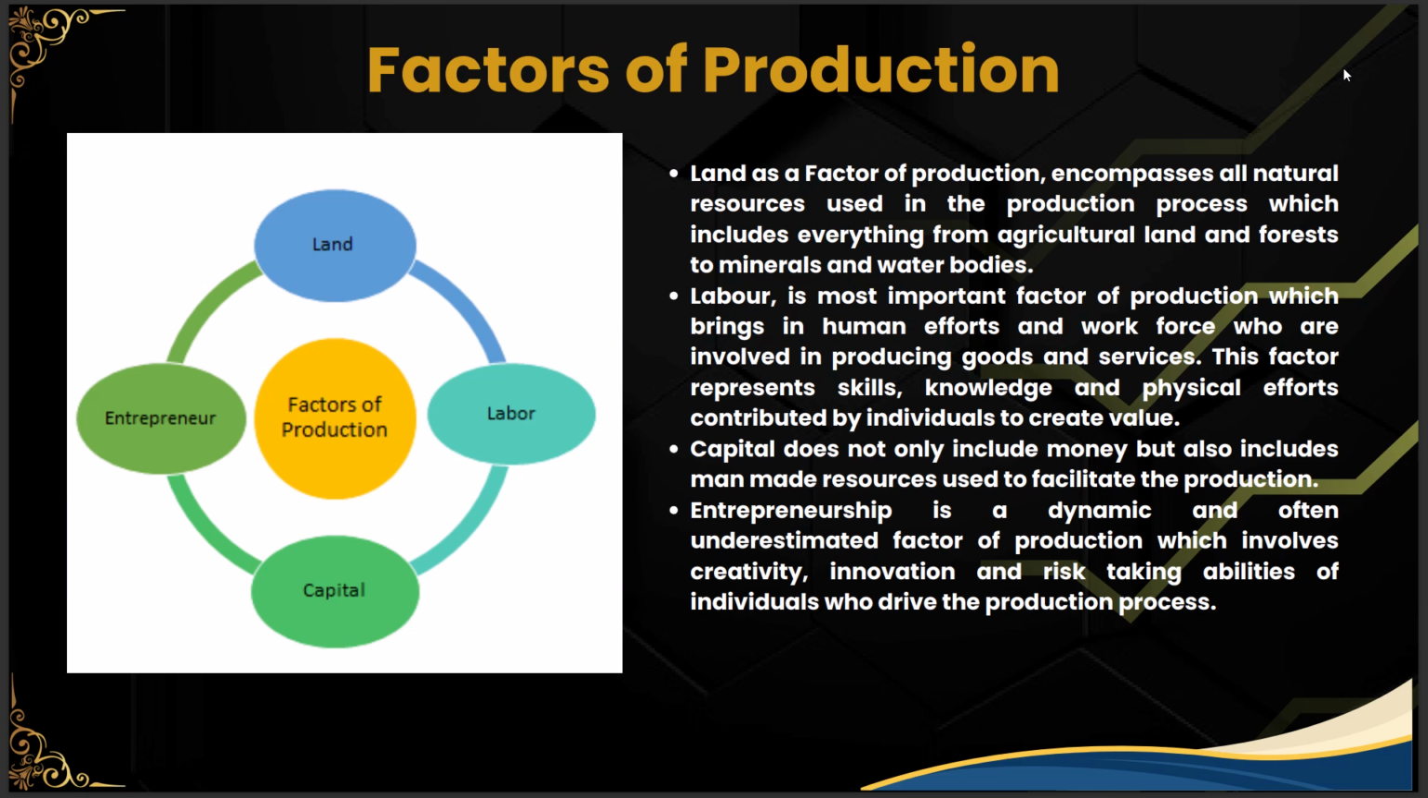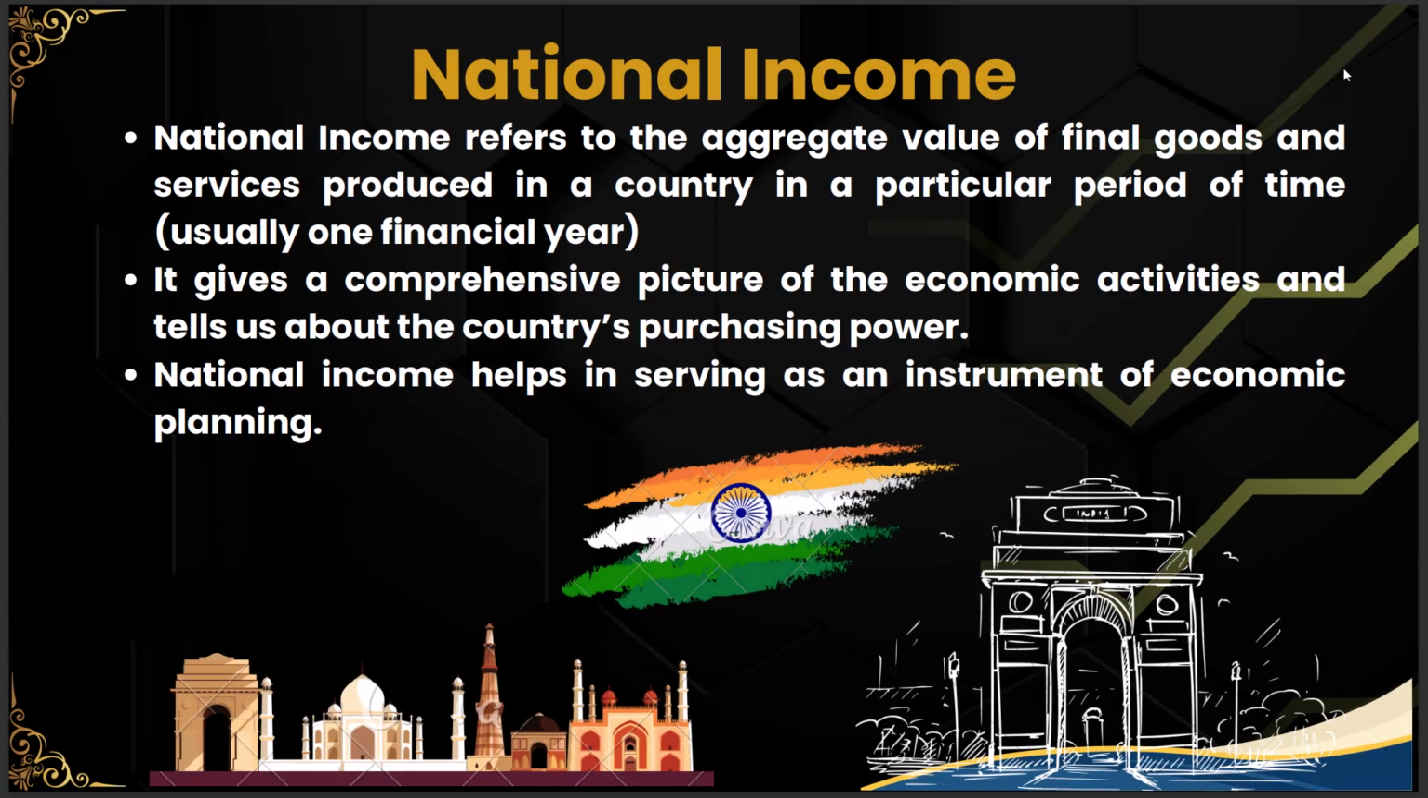There are four types of factor income coming from four different types of factors of production. Landowners get paid in rent, laborers get paid in salaries or wages, capital owners get paid in interest, and entrepreneurs get paid in terms of profit or even losses. These are the factors of production which are basic and necessary for setting up an industry. Coming on to the next, the national income.